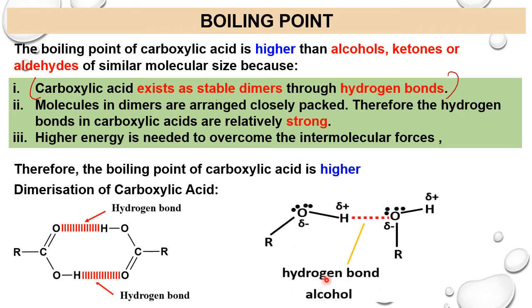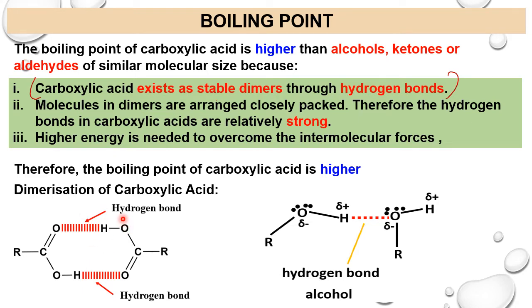Macam saya cakap tadi, alcohol also have hydrogen bond. But dalam satu molekul alcohol, antara alcohol, it can only form satu saja hydrogen bond dekat sini. Yes, dekat sini akan ada hydrogen bond. Dekat sini pun akan ada, this part and this part. But dia macam ni, hydrogen bond yang senang nak putus, compared to this one, you will get a dimer.